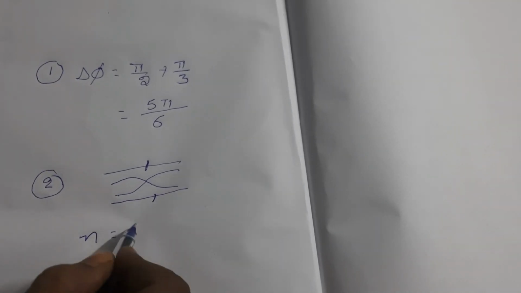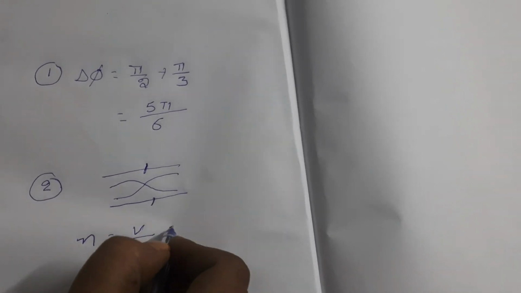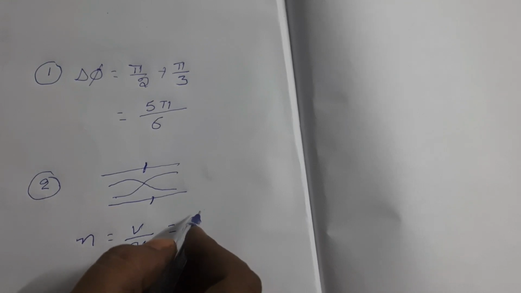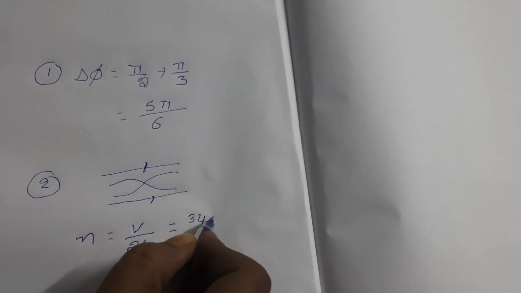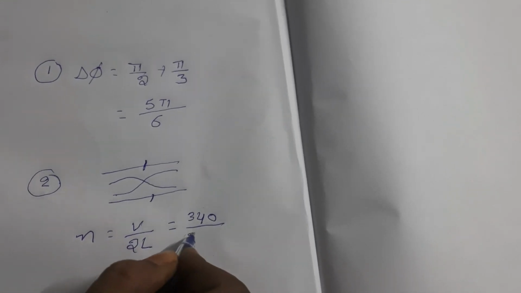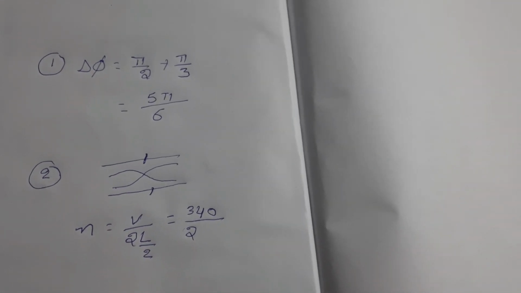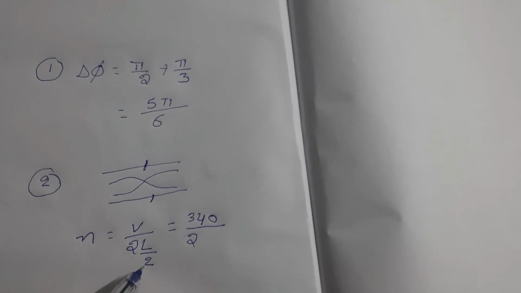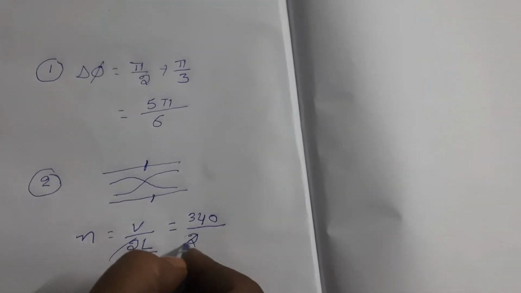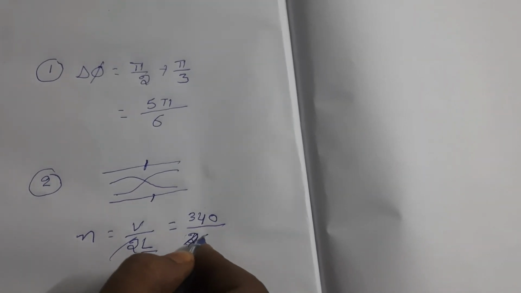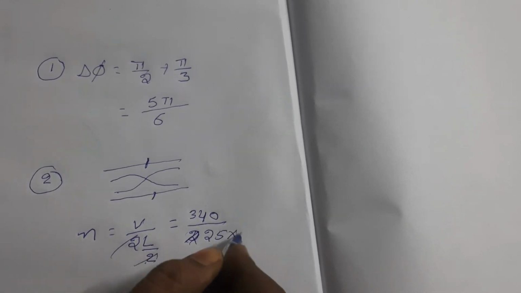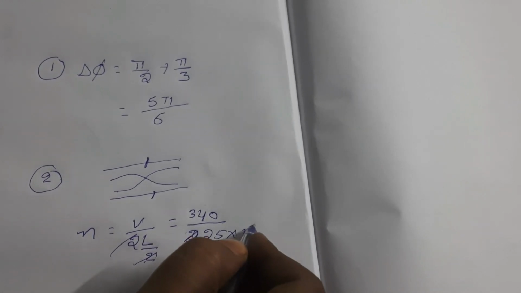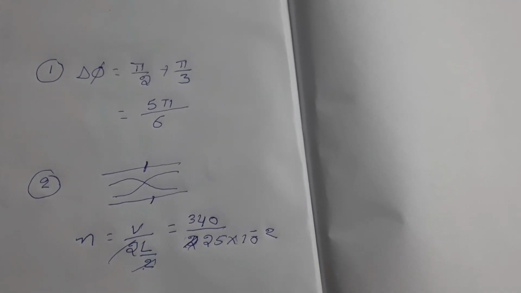Fundamental frequency in an open pipe, what is the formula? N equals V by 2L. The V value they have given in our problem is 340 meters per second, divided by 2 into, but instead of the full length we are taking L by 2 here. Half of the length we should consider, so the 2 cancels. Here the length is 25 centimeters, 25 into 10 to the power of minus 2. We must convert into meters.